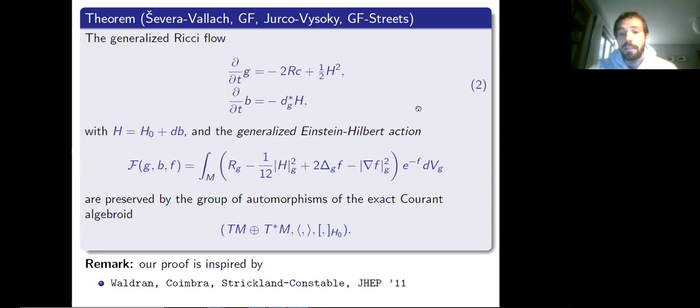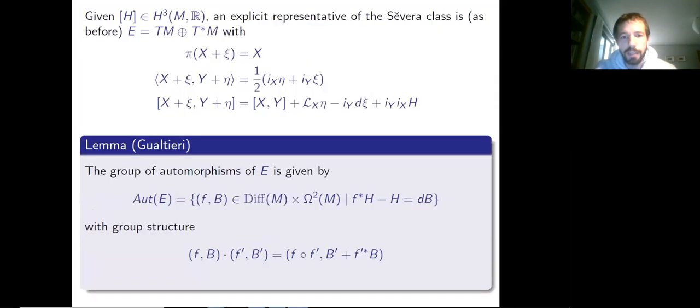And at least to me, it's kind of surprising, or not completely obvious the first time you see this, that this natural flow equation that you can cook up for a metric and a two-form is actually preserved by this group of symmetries. Right, it's diffeomorphisms and two-forms, which have to preserve the class of H in the following very special sense: f star of H minus H is d of the prescribed two-form.